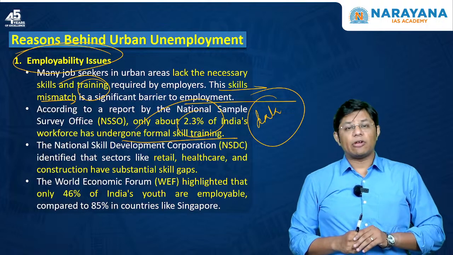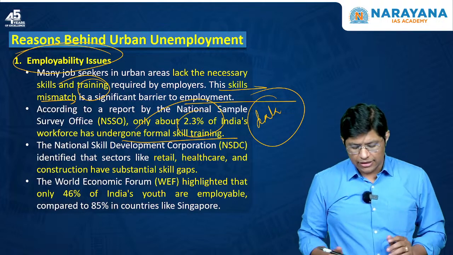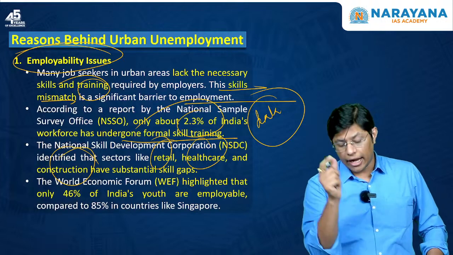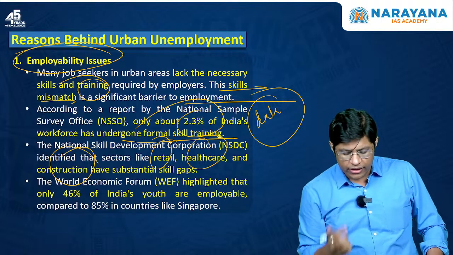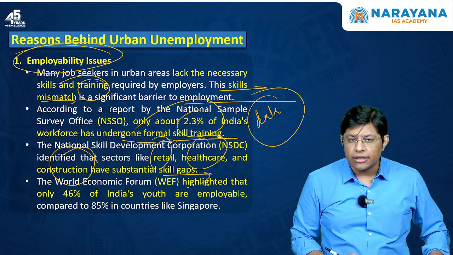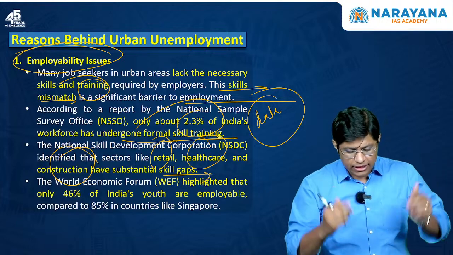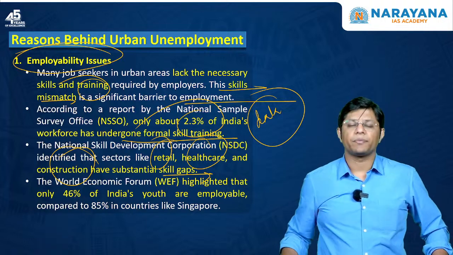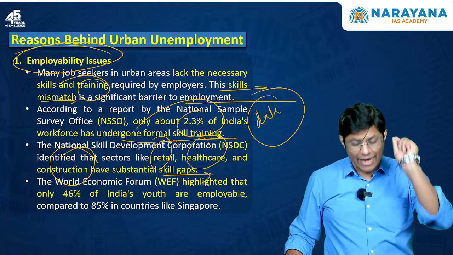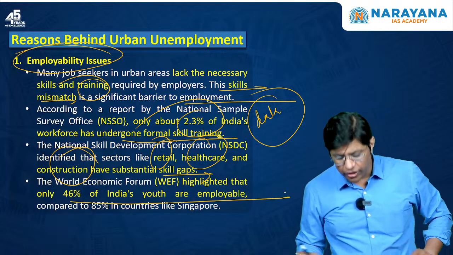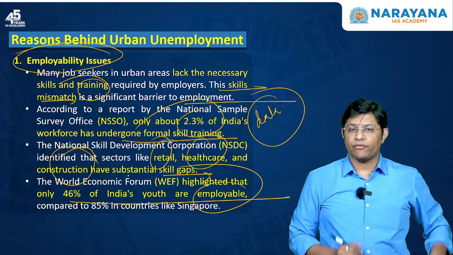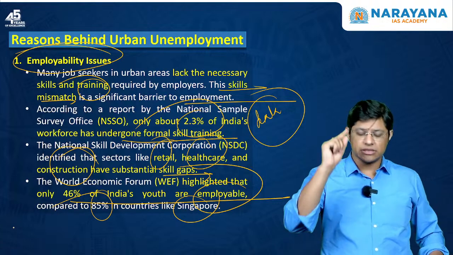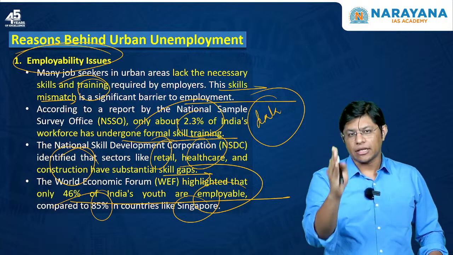Now, the National Skill Development Corporation has identified that sectors like retail, healthcare and construction have substantial skill gaps. And here the government of India can actually fill in the skill gaps by ensuring that they instill training, they instill skills, so that people of our country can find meaningful employment. The World Economic Forum has highlighted that only 46% of India's youth are employable, and if you compare that with a developed country like Singapore, it is 85%. So this is the first reason behind urban unemployment.